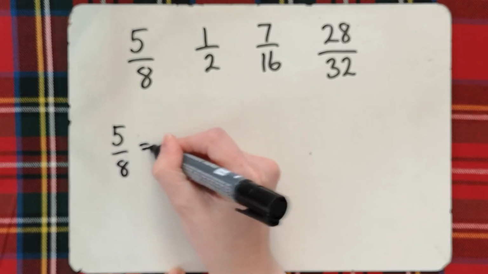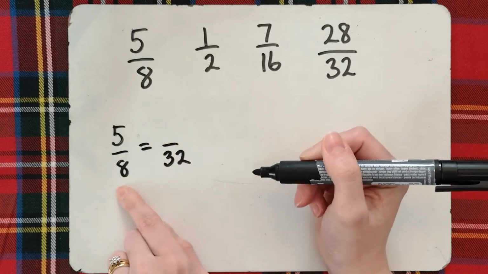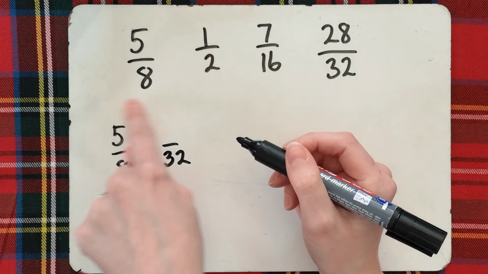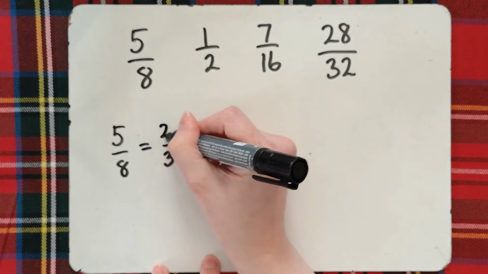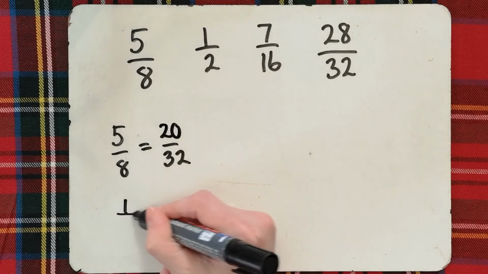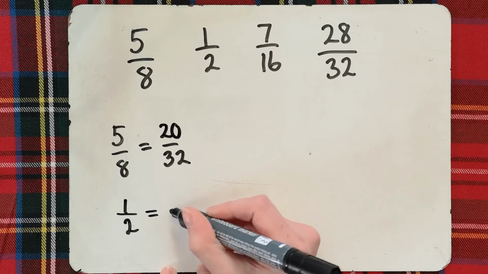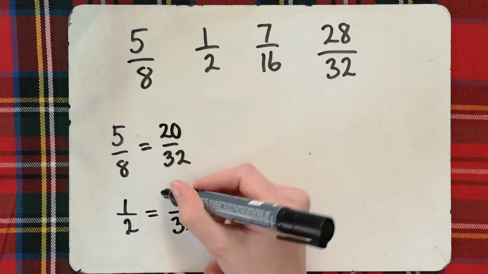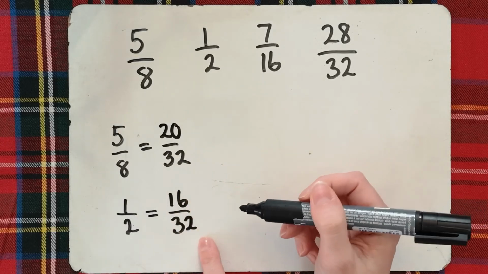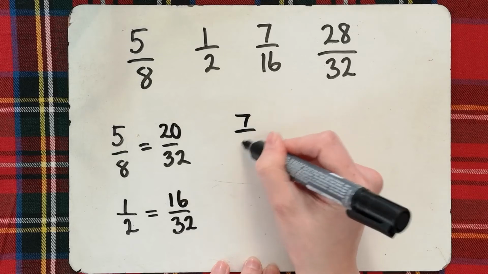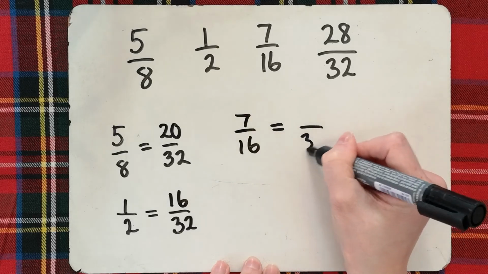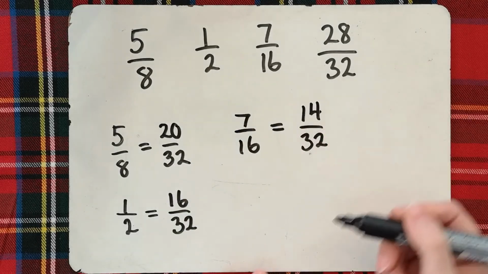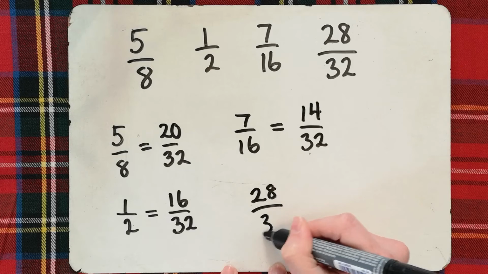5/8, if I want to turn it into 32nds, I know that 8 times 4 gives me 32. So I'm timesing the bottom number by 4 and the top number by 4. 5 times 4 is 20. Then my half. To turn my half into 32nds, I have timesed by 16. So 1 times 16 is 16, so that gives me 16/32nds. Then my 7/16, if I want to change that into 32nds, I'm going to multiply by 2, so 7 times 2 is 14. And then my 28/32nds just stays the same.